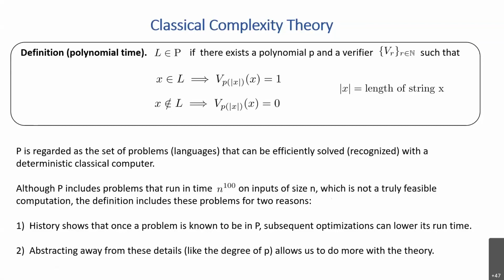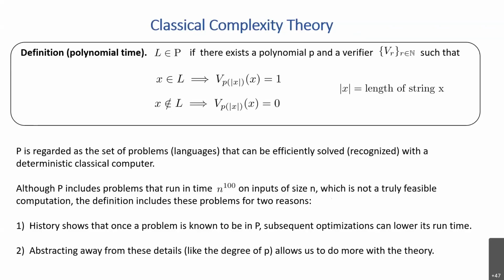Okay, so just some background on this. P is what we regard as efficiently solvable, even though, of course, the polynomial that relates the input size and the circuit size could be huge. It could have a very large degree, like n to the 100, which is not really going to run efficiently in practice.